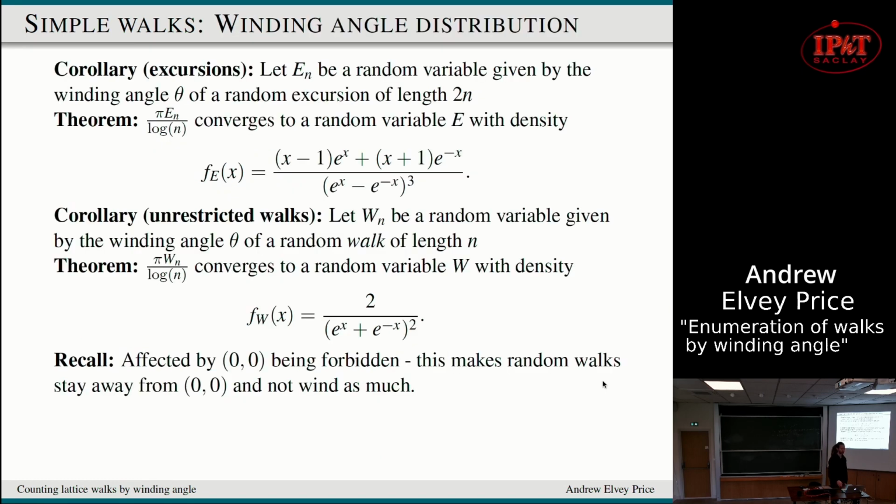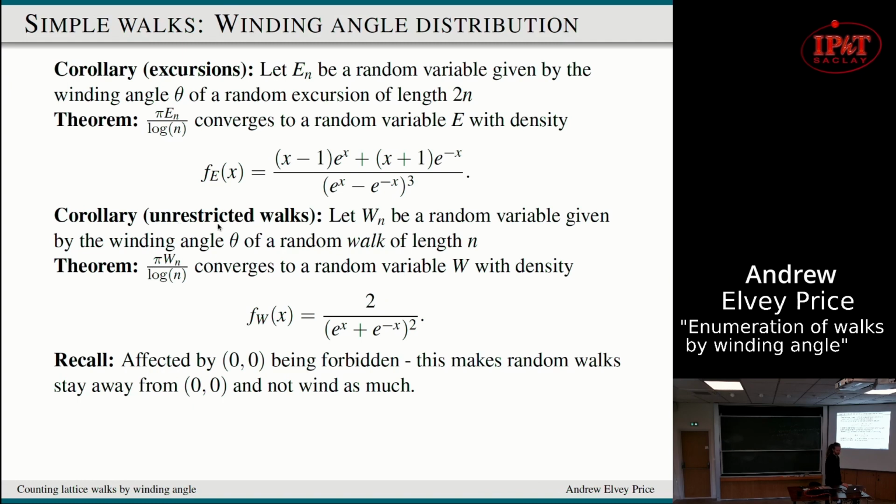Okay, so those were exact results, and we can also get back these results about the limiting distribution of the winding angle. So we have exact solutions, so we should be able to extract all that stuff. And we can. If we just consider excursions, so walks starting and ending at 1, 0, then we have again the log n factor, but we now have this slightly different limiting distribution.